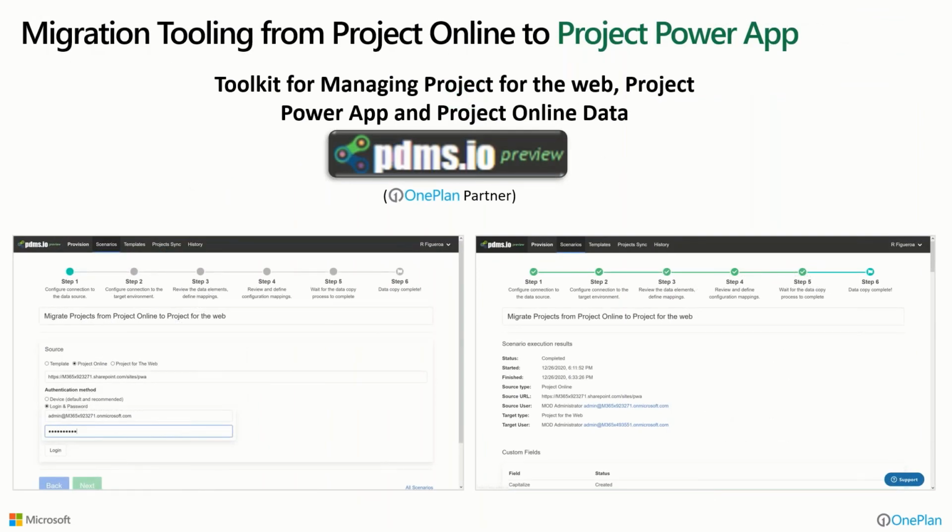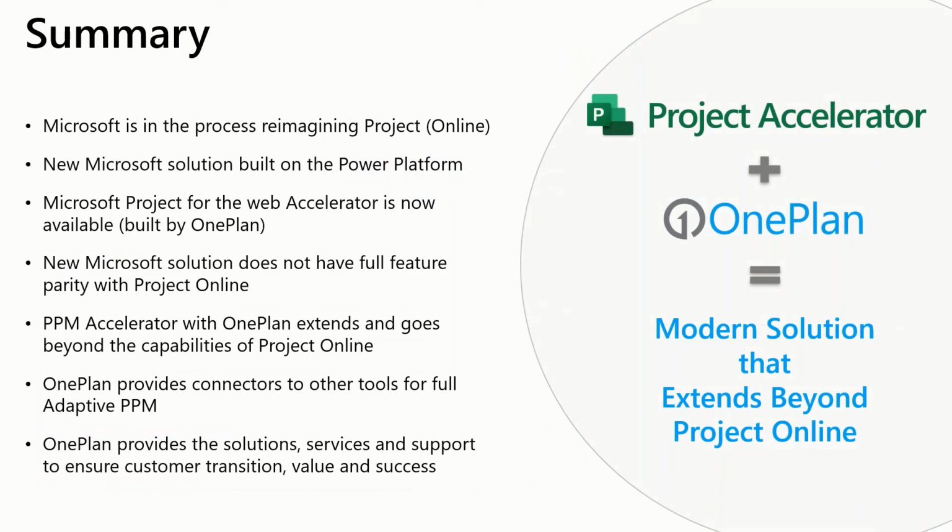We do have tooling. Microsoft is, I believe, in the process of developing such, but if you wanted to make a move from Project Online to the Project Accelerator or Power App, we have tools that can migrate data for you to make that transition. So we're happy to talk to you about that. And just in summarization, think of the Project Accelerator plus OnePlan as a modern solution that extends even beyond Project Online. Just acknowledge that Microsoft is in the process of reimagining Project, and that includes Project Online, that the new Microsoft solution is built on the Power Platform, and that's where Microsoft is investing now. The Microsoft Project for the Web Accelerator is now readily available.